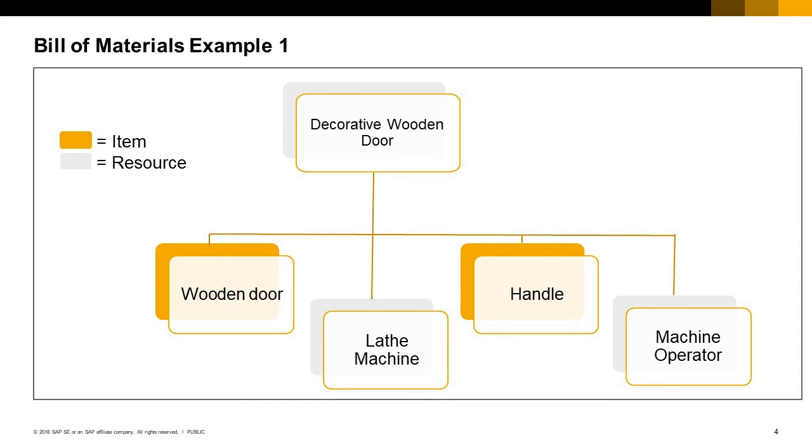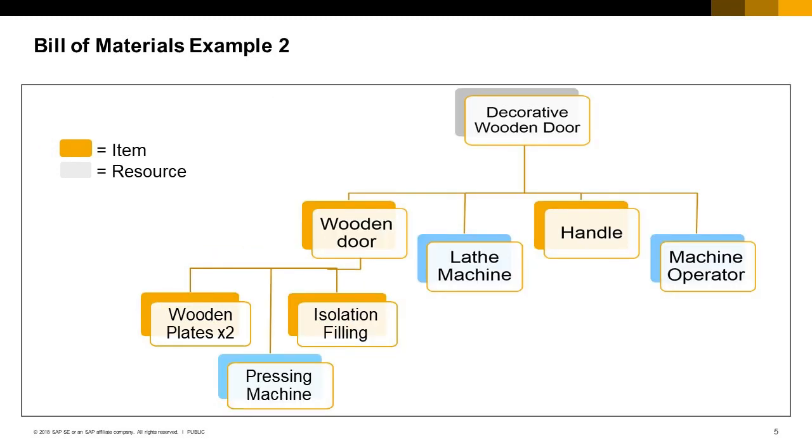In real-life production, bills of materials often have several levels. In our example, the wooden door component can also be a bill of materials. Note that the finished goods are also defined as items, master data, in the system. A bill of materials may have several levels. A component item can also be an item produced from another bill of materials.